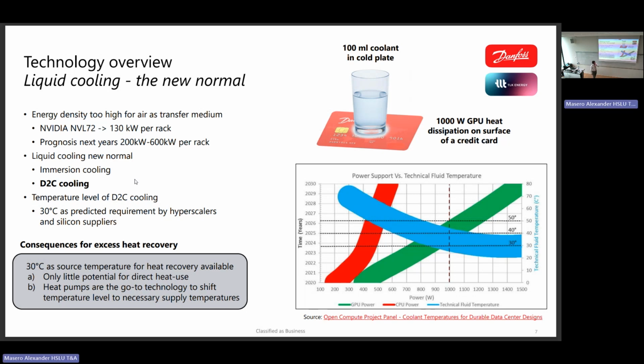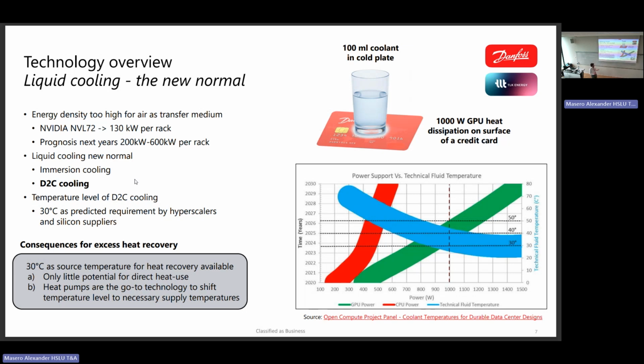What does it mean? At the moment, we are talking about the heat dissipation of one GPU on a surface of approximately a credit card. And the cold plate on top of it has a volume of approximately 100 milliliters, not really more.